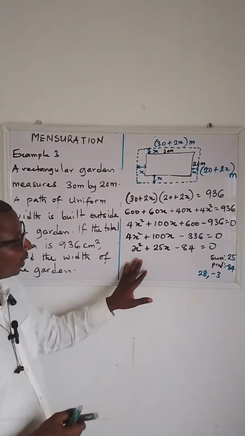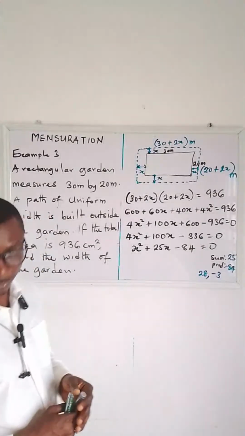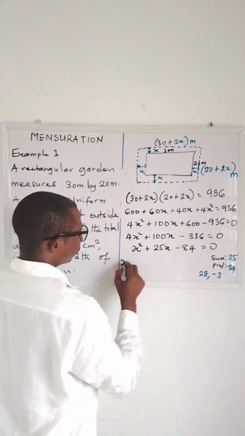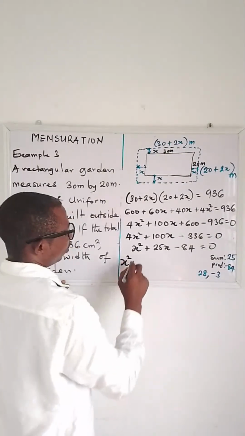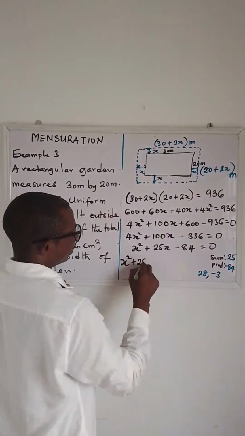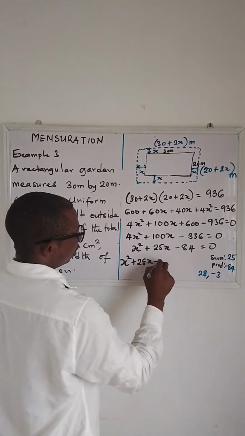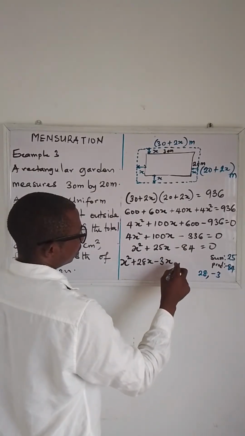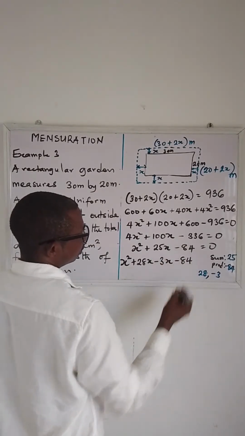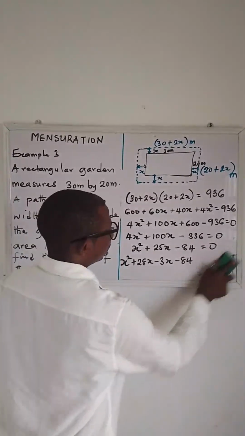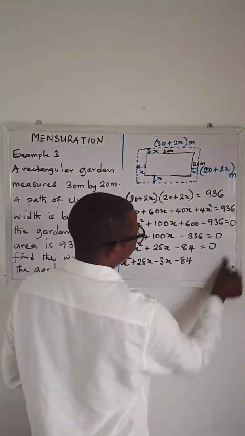All right, so now let us incorporate that into this equation. What do we have? We have x squared plus 28x minus 3x minus 84 equals 0.